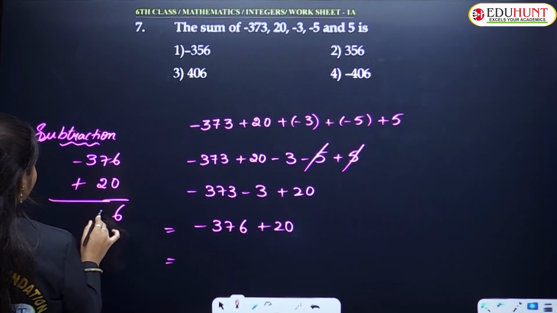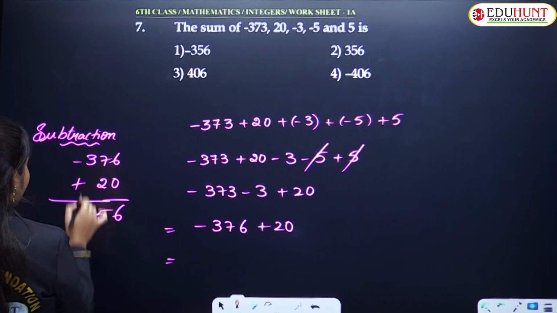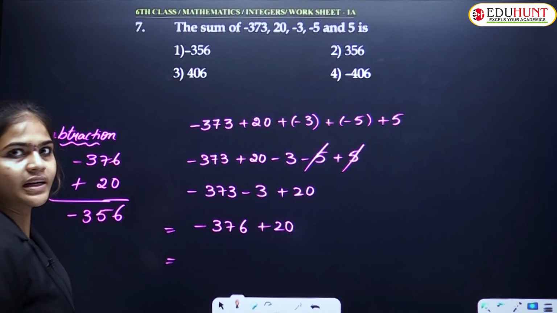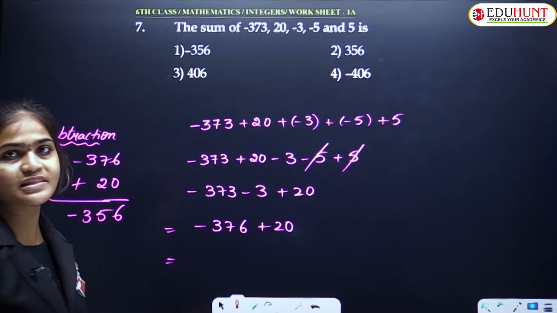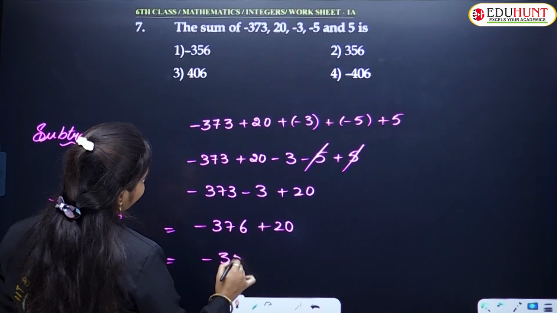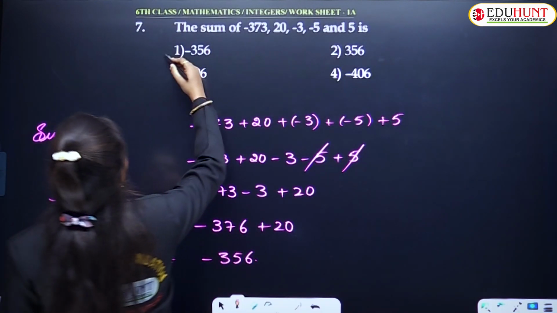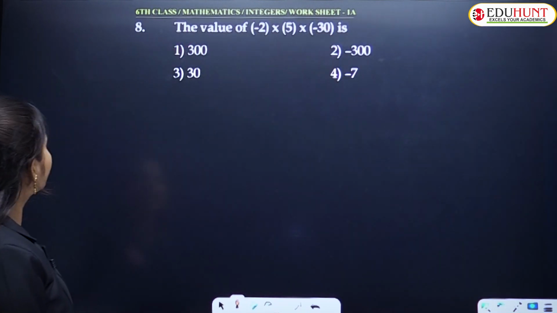7 minus 2 is 5, and here 3 minus 3 is 0, giving 356. Which symbol do we have to keep? The sign that the greatest number has. That sign you have to keep at the place of the resultant. So finally our answer is minus 356. Understand? So which option is correct here? Minus 356.